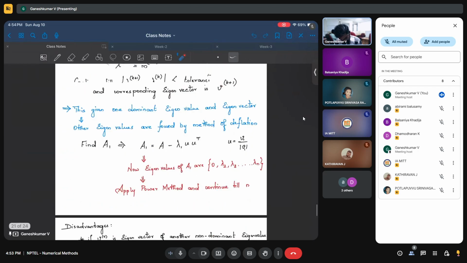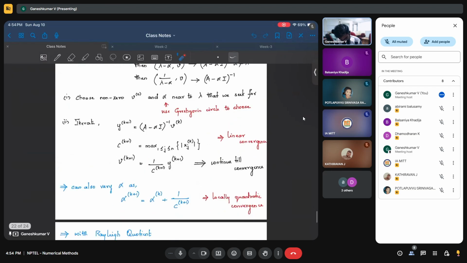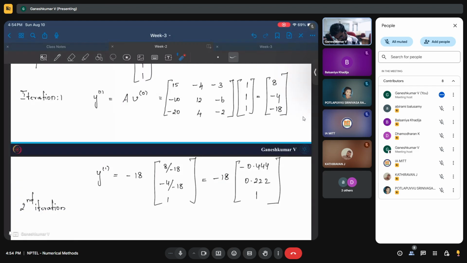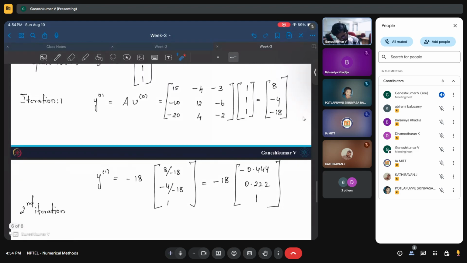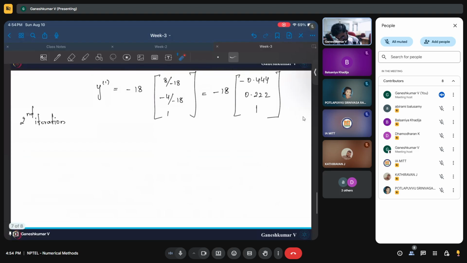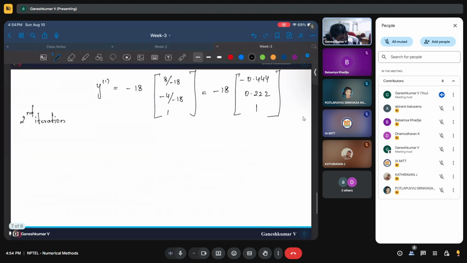Where is it? We find the maximum, largest element, and then we divide by it. x_jk equals... Okay, this is minus 18, and so we divided it, and then it becomes this. Similarly, we go for the second iteration.